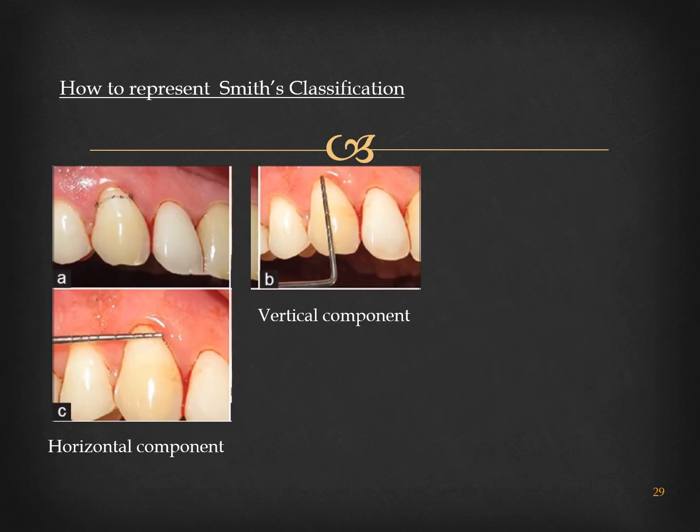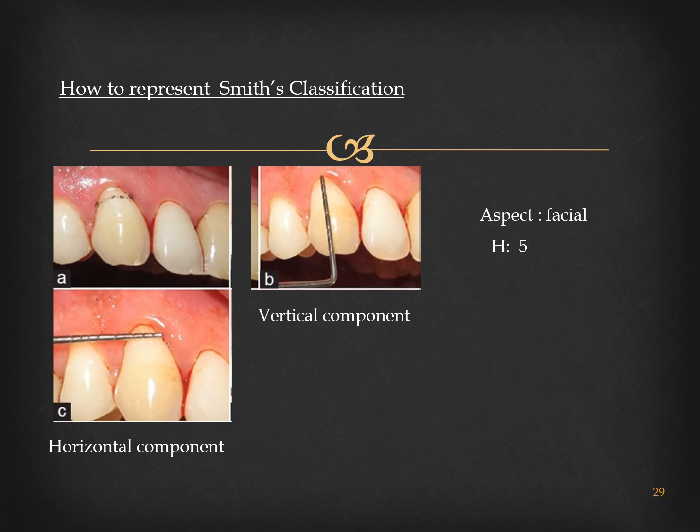So there is a particular pattern to write the Smith's classification. Now we will see, after measuring the horizontal component and the vertical component, how we have to write this classification. So basically, first of all, you have to write the site of the root exposure, that is, either it is facial or palatal or lingual. So in this case, we have measured the recession on the facial aspect. So we will write facial.